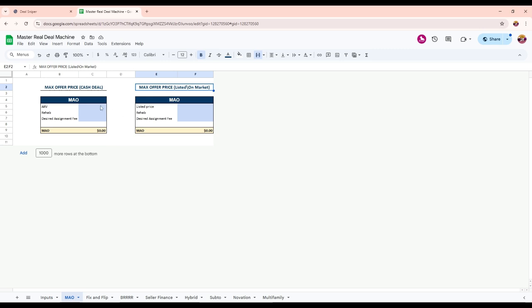For an off market property, you can start off with the ARV as your jumping off point, the after repair value. What is the house going to be worth once it's flipped? That's where you start. For an on market property, you have to start with what it's listed for. And I'll give you a short explanation as to why.